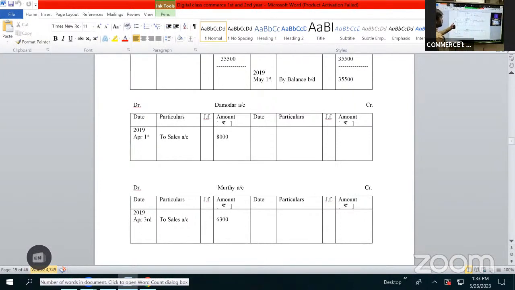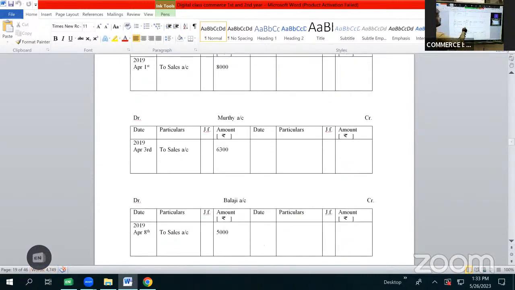So we have sold goods to him on 2019 April 1st, which will be posted here as to sales account 8,000. Then after Damodar we have sold goods to Murthy. So we'll be preparing Murthy account. The format for which is date, particulars, JF, amount rupees, date, particulars, JF, amount rupees. Towards extreme left will be writing DR debit. Towards extreme right will be writing CR credit and the name will be taken as Murthy.